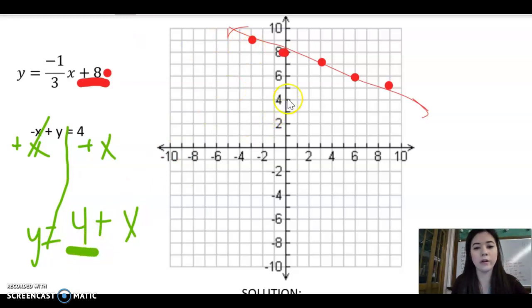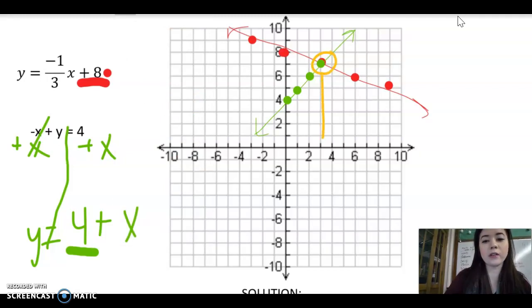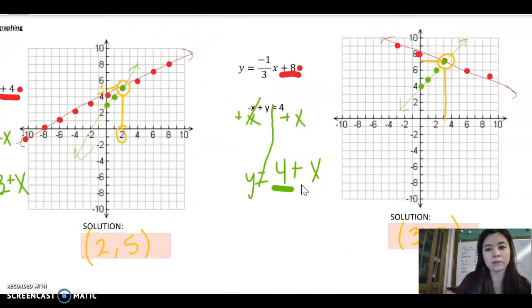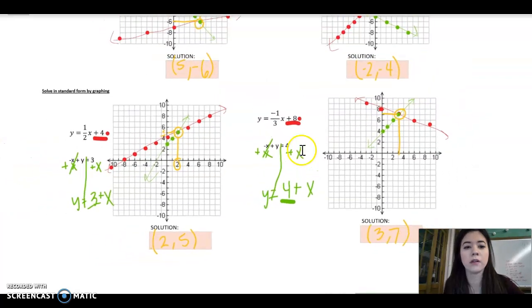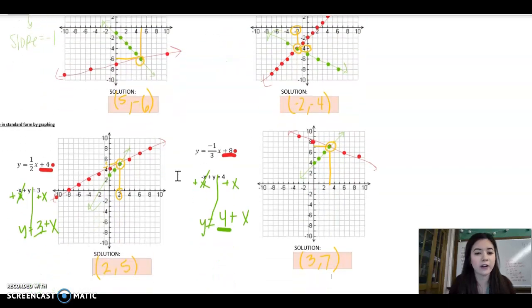Starting value for 4, and there's a 1x here, so my slope is 1. Up 1, right 1. Up 1, right 1. There's where they cross. Alright, and that is at the point 3, 7. Alright, there we are. 4 problems done together.